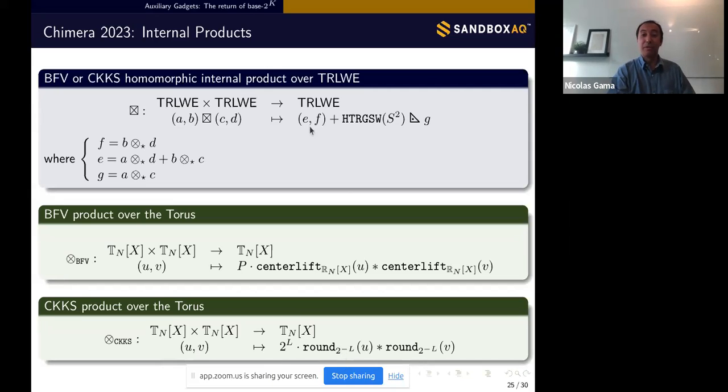And overall, I end up with a sum of one thing and an external product. And the question is really, these two products, do they really become quadratic, or is there a way to do better?